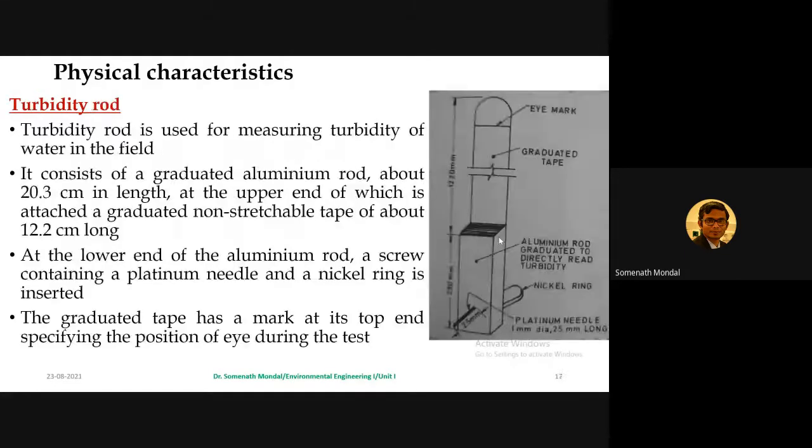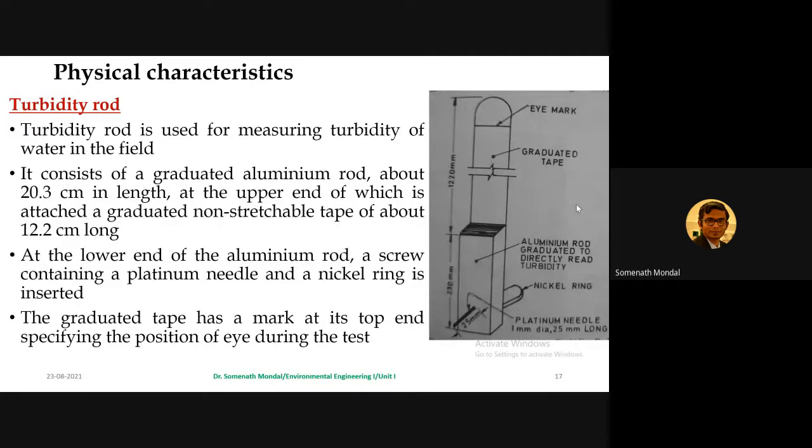So, with this, we'll try to see what the methodologies of determination of turbidity are, in detail. The first one is obviously the turbidity rod, as I mentioned, and this turbidity rod can easily measure turbidity in the field. It consists of an aluminum rod which is graduated to give the turbidity directly in silica units per milligram per liter, right? And to the upper end of this rod is attached a graduated non-stretchable tape.